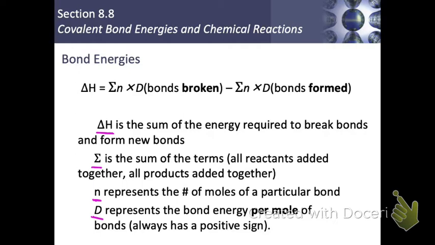That's a Greek letter. Do you know what Greek letter that is? Sigma. It means the sum of all of the things, the sum of all of the terms. So if we have 4 bonds that have to be broken to form something new, then we have to add all 4 of those bonds together before we subtract out the energy of the bonds that were formed. So it's the total of all the broken bonds minus the total of all the formed bonds. That's all sigma means. N is your mole coefficient, and I'll show you what that means in a second.